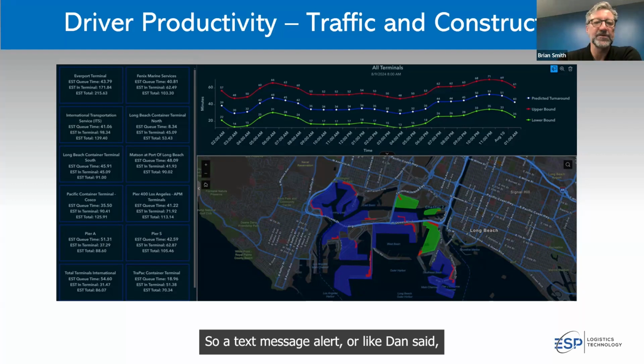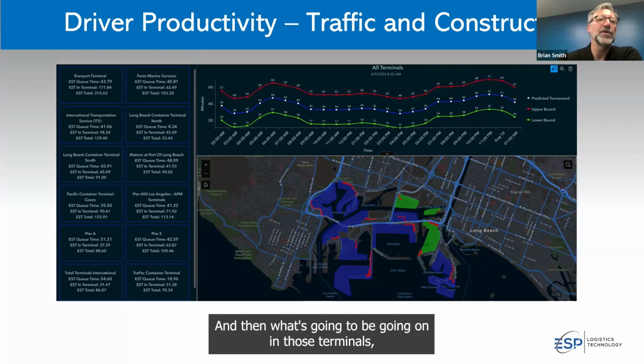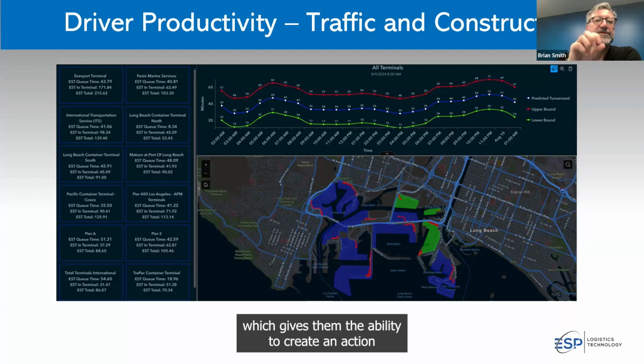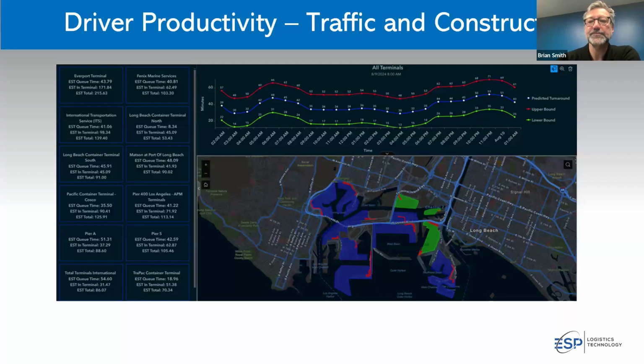So a text message alert, or like Dan said, this looks at the terminals and what's going on in those terminals, and then what's going to be going on in those terminals, which gives them the ability to create an action based on the information that we're providing. Hope that answered your question.